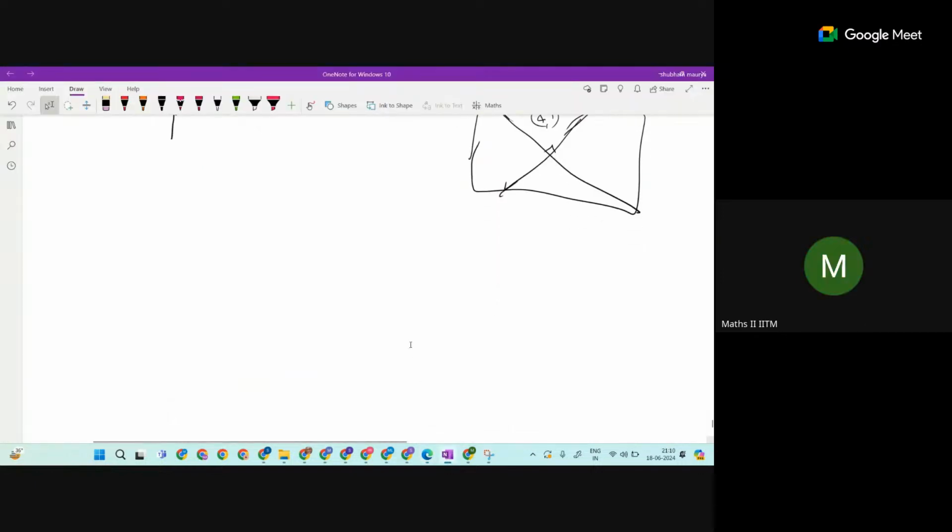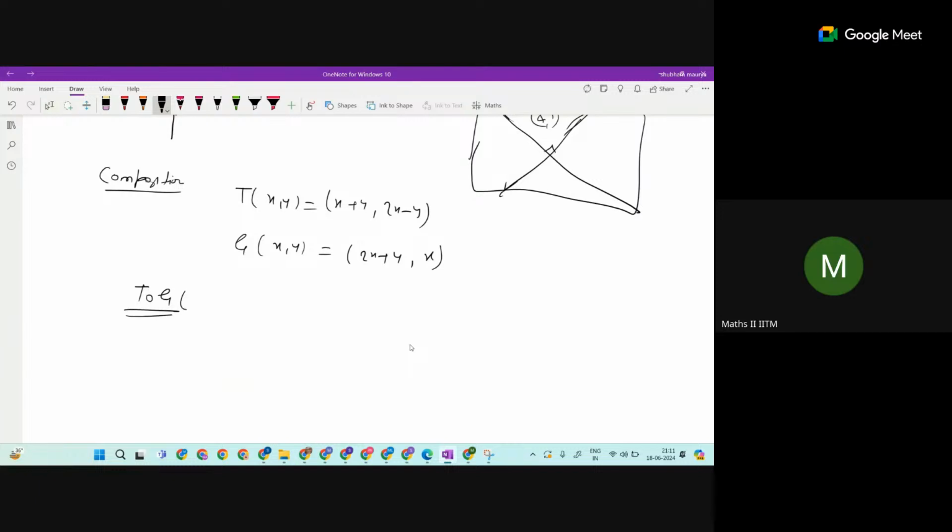Composition: if you remember, even in maths one, sir talked a bit about composition of functions. As there is composition of functions, the same composition of linear transformations is also there. So let me take an example. Let's say a linear transformation t is given as x plus y and 2x minus y, and another linear transformation g is 2x plus y and just x. The composition of these two is t of g of x, y.